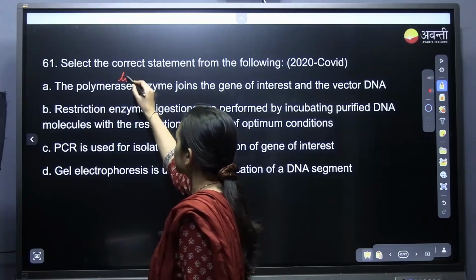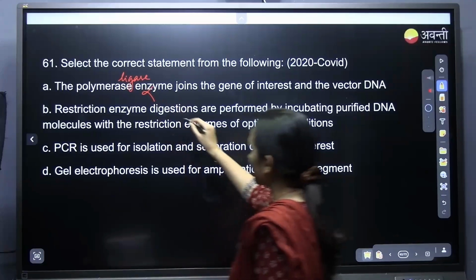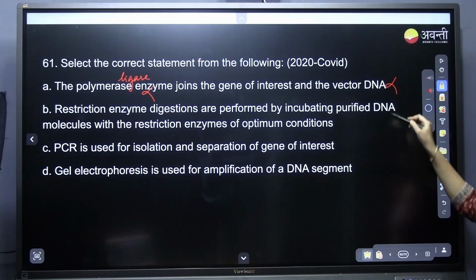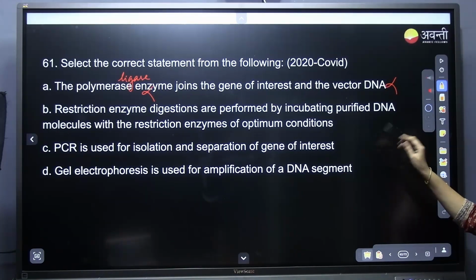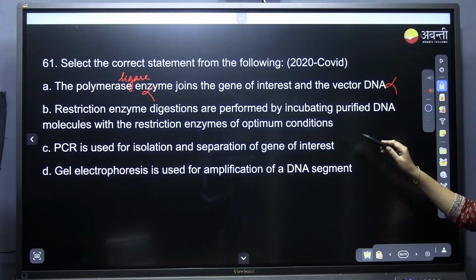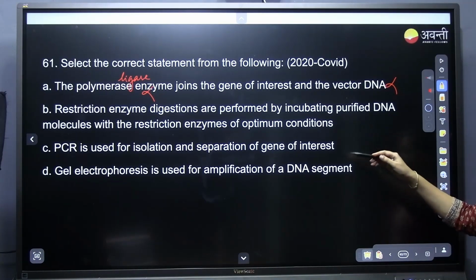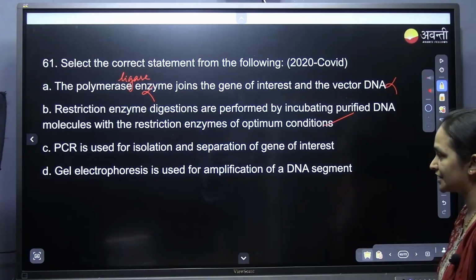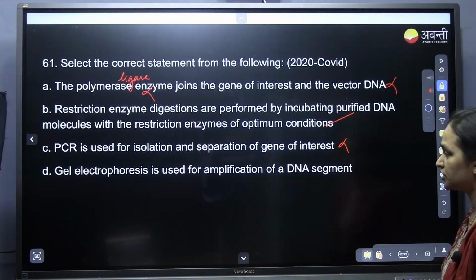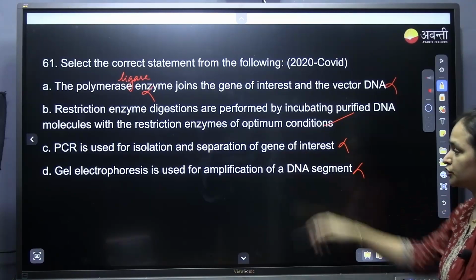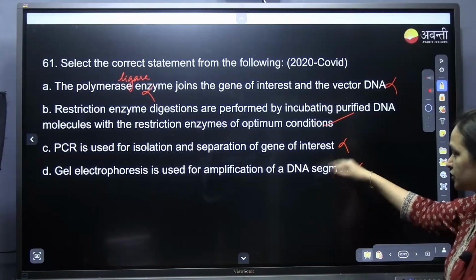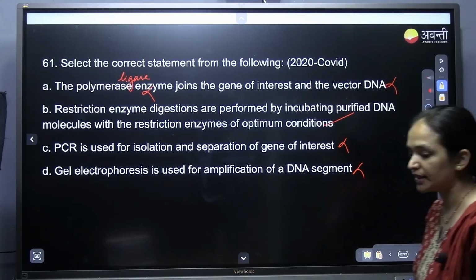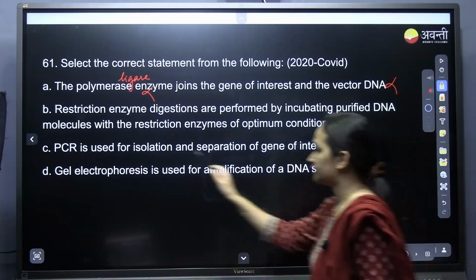Ligase joins the gene of interest, not polymerase. Gene of interest and the vector DNA is joined by ligase. Restriction digestions are performed by incubating purified DNA molecules with restriction enzyme of optimum condition. This is true. PCR is used for amplification. Gel electrophoresis is used for isolation and separation of gene of interest. So these two are wrong. The correct statement is B for Bombay.